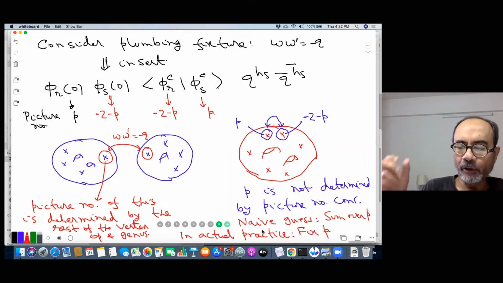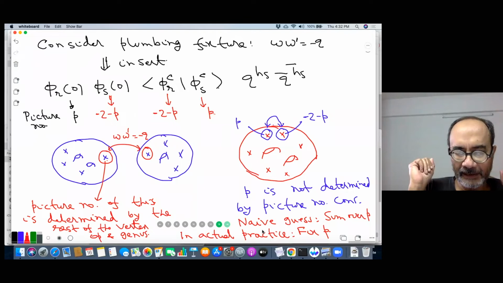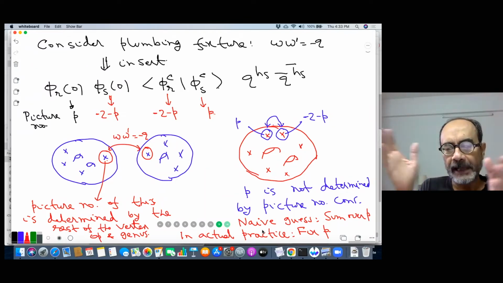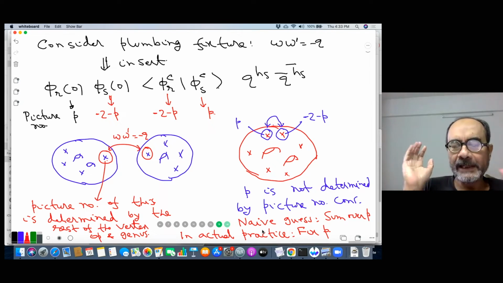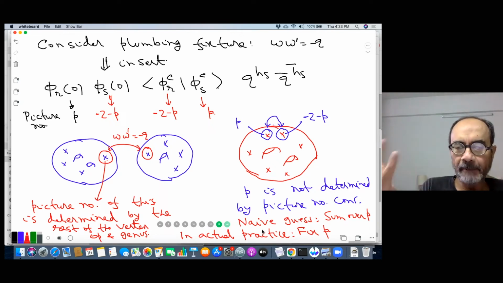This is a peculiarity of this beta gamma CFT. It has to do with the fact that in terms of beta gamma, we didn't have any picture number to begin with. Beta and gamma have 0 picture number. Picture number entered the game because of the bosonization. If you had worked with the beta gamma system, you would never have known about picture number. Somehow that gets reflected in this: to get the correct correlation function on this combined surface, we have to sum over only a fixed P.